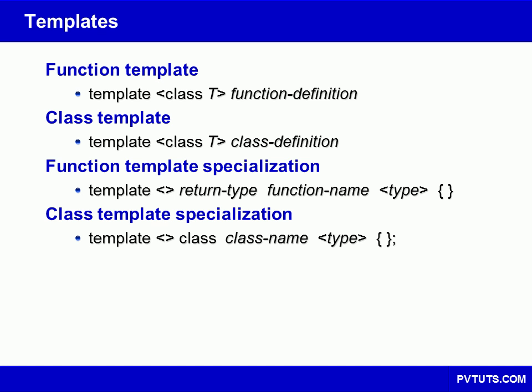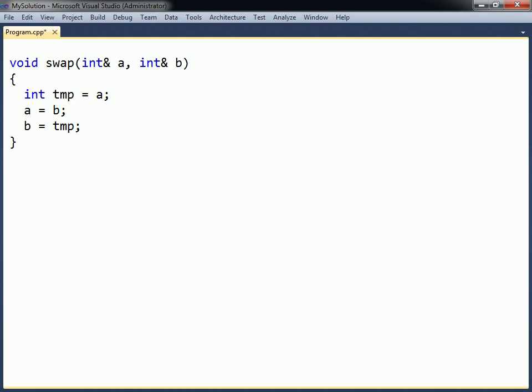Templates provide a way to make a class or function operate with different data types without having to rewrite the code for each type. The example here shows a function that swaps two integer arguments. To convert this method into a function template, which can work with any type, the first step is to add a template parameter declaration before the function.